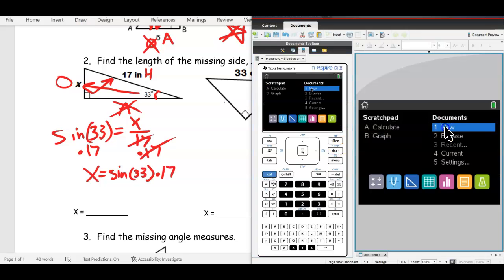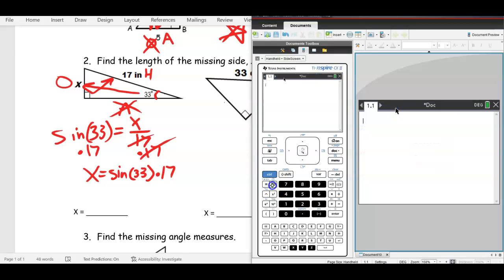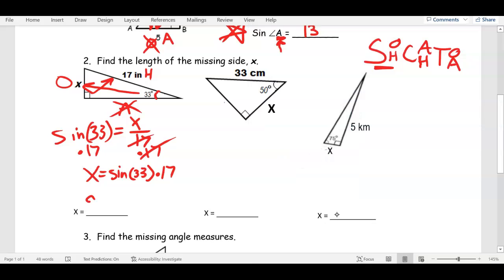I can take that to my calculator, hit the trig button next to the number 7, sine 33, go to the right, times 17. I get 9.258, which makes the 5 round up to 6. So 9.26. And my units of measure from the picture are inches. Okay.